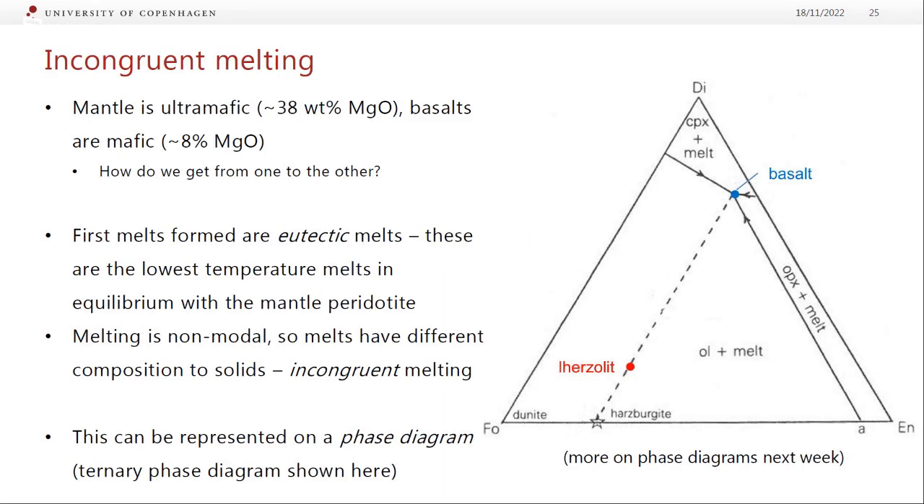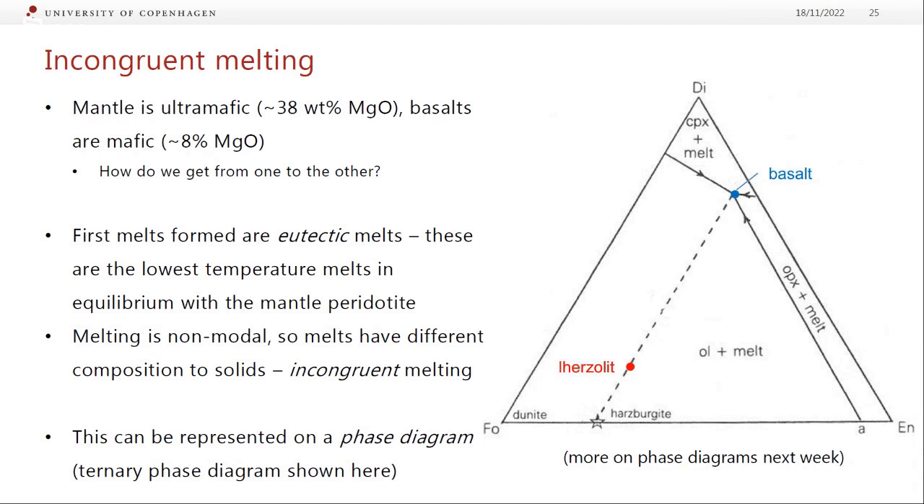Okay. So as I mentioned before, the mantle melting is non-modal or incongruent. We're not melting everything in the same proportions. And so what that means is when we melt it, the melt is going to be a different composition to the initial mantle. The mantle is ultramafic, so it's got a lot of magnesium in it, whereas basalts are mafic. So this is like a typical mid-ocean ridge basalt, maybe 8% MgO, compared to your fertile mantle peridotite with 38% MgO. So the very first melts form what we call eutectic melts.